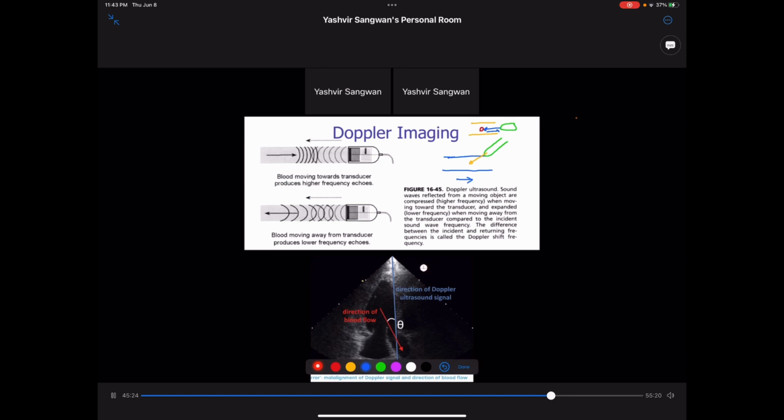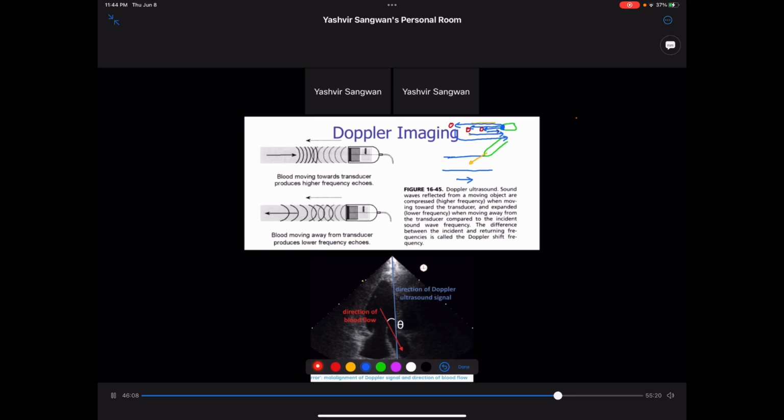Another sound wave comes out, but this time the RBC has moved farther away. So now this sound does not come back at the same rate as the one before. This takes longer to come back. And then another sound is emitted, and this time the RBC is even farther off, and therefore the sound coming back takes even longer. So for the ultrasound piezoelectric crystal here, it will seem like the frequency is decreasing. And if you do the opposite, it will seem like the frequency is increasing. Okay?